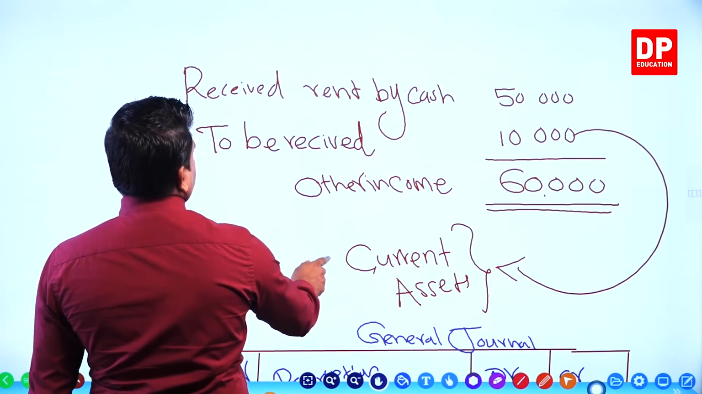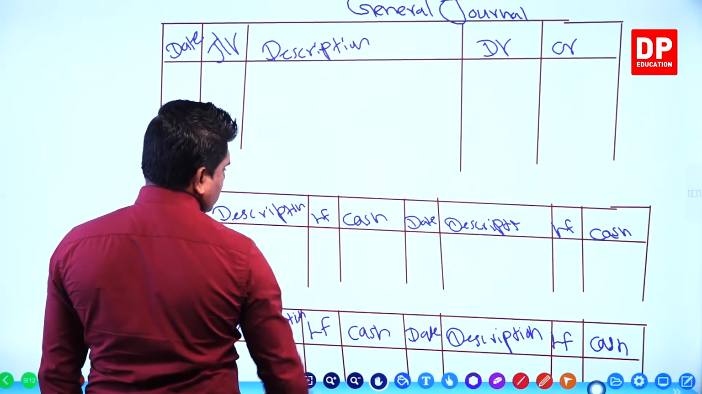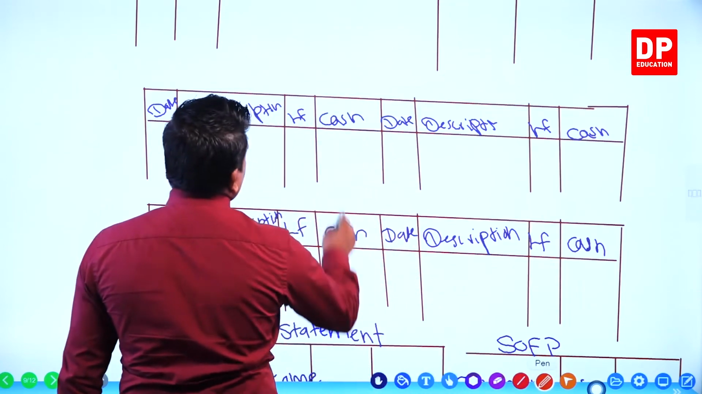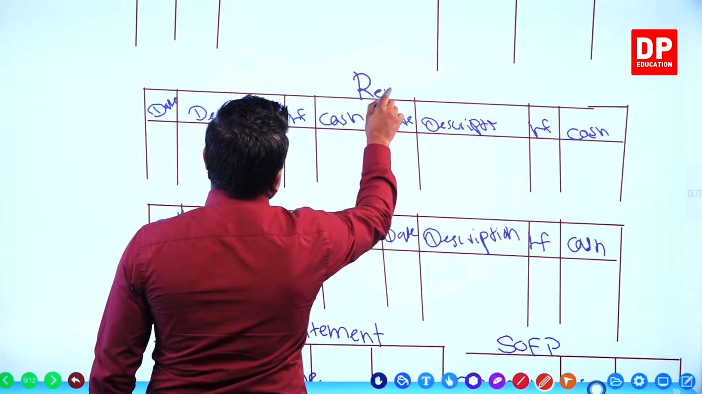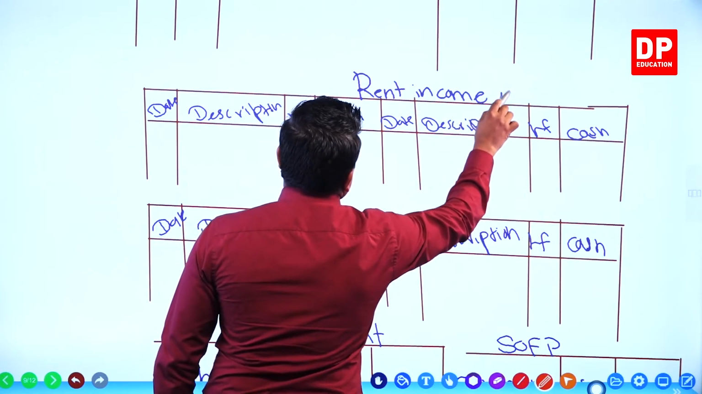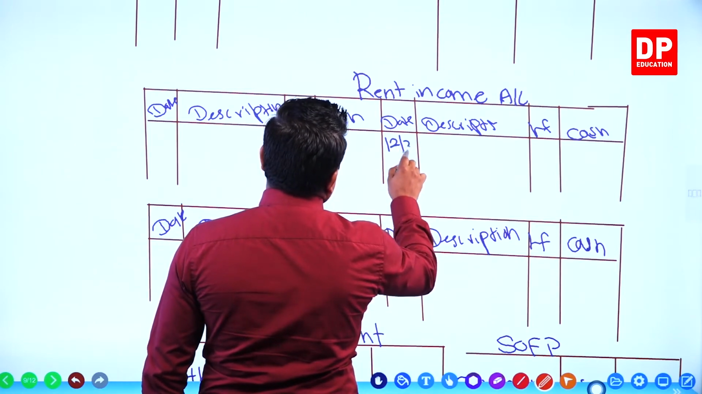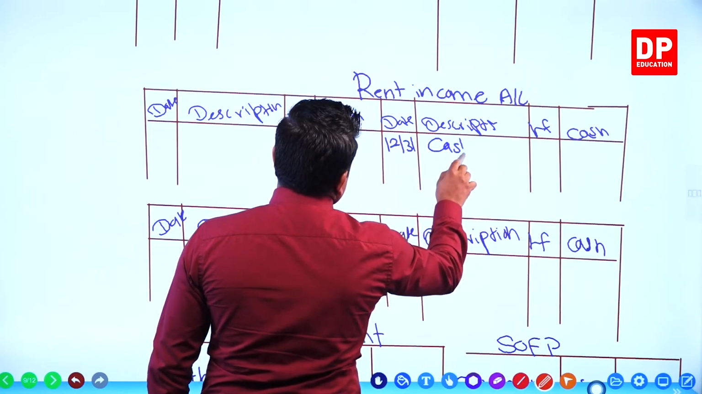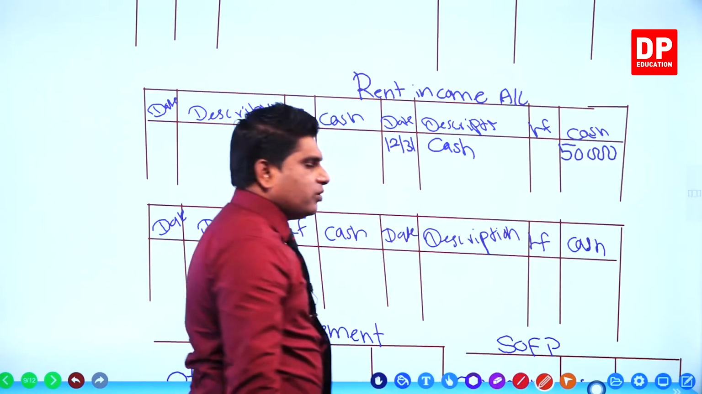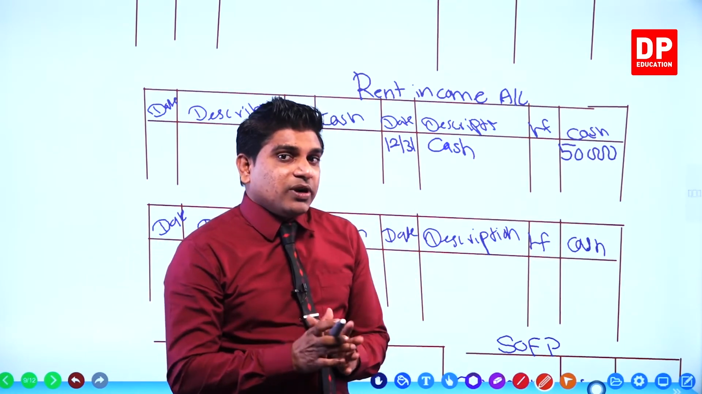Rent income received by cash 50,000, right? Then cash account debit, rent income account, where? Credit side. Rent income account, credit side, right? You put the date 12/31st. This is the amount already received, 50,000, right? How much is the to be received value? To be received value is 10,000. It is the adjustment detail, right?